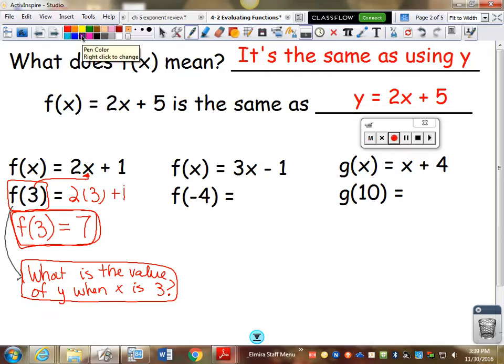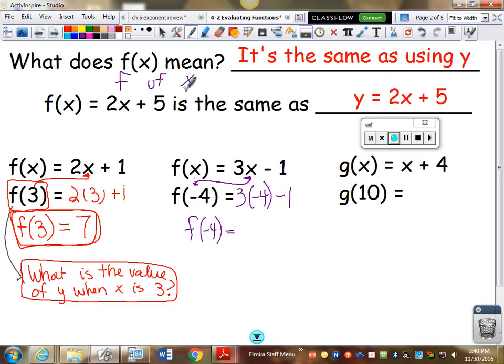Okay, so this is saying what's y when x is negative 4. So I'll take my negative 4 and put it in the place of x. 3 times negative 4, take away 1. So f of negative 4. By the way, how do you say f of x? I'm going to spell it out. F of x. That's exactly how you say it. Don't say fx, say f of x. Okay? So 3 times negative 4 is negative 12, minus 1 is negative 13.